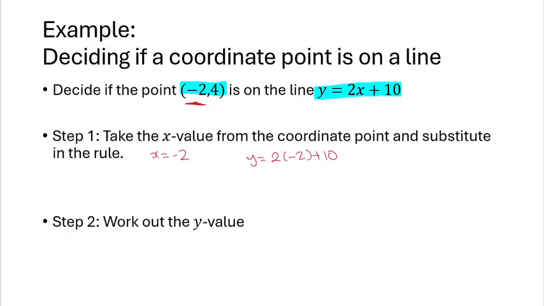Once you've done that step of substituting, you are now going to work out what the y value is. So let's just figure it out. 2 times -2 is -4. And now I have -4 plus 10. If you work that out, you figure out that y equals +6.